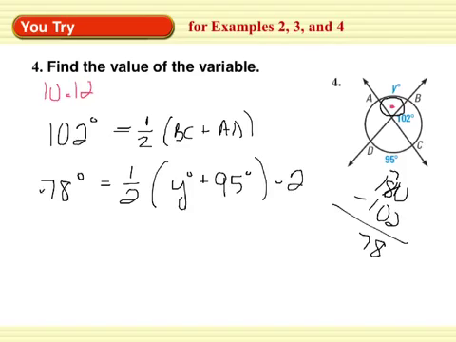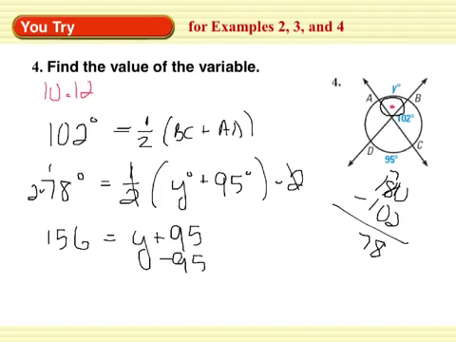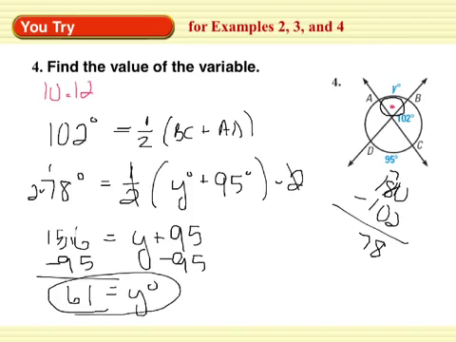Multiply both sides by 2. 16, 14, 15. Subtract 95 from both sides. 15 minus 9 is 6, 6 minus 5 is 1. And we got it. 61 is y.